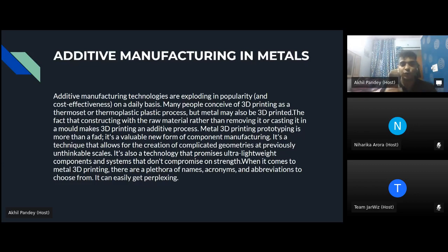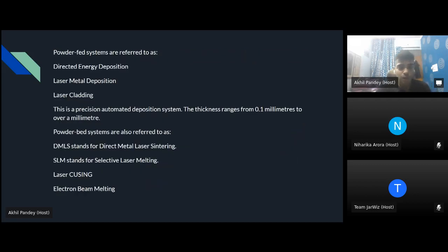It's a technique that allows for the creation of complicated geometries at previously unthinkable scales. It's also a technology that promises ultra lightweight components and systems that don't compromise on strength. When it comes to metal 3D printing, there is a plethora of names, acronyms, or abbreviations to choose from. It can easily get perplexing.